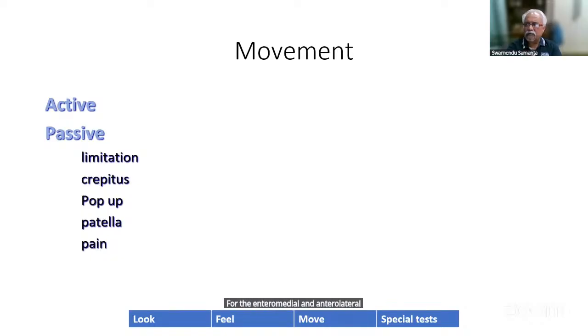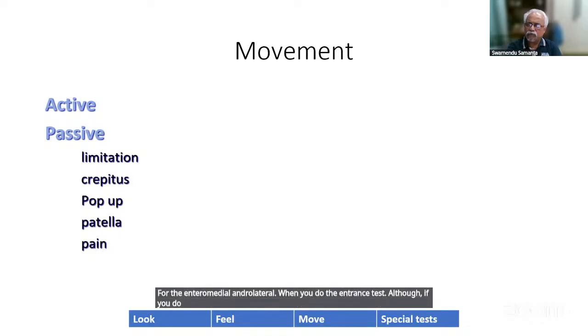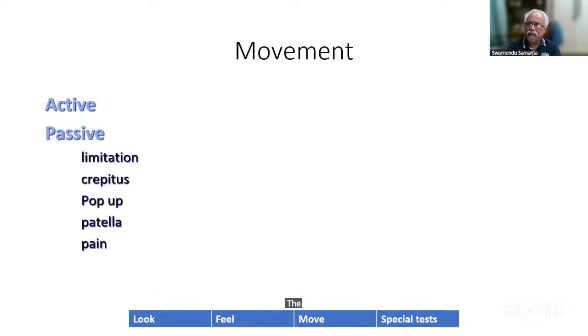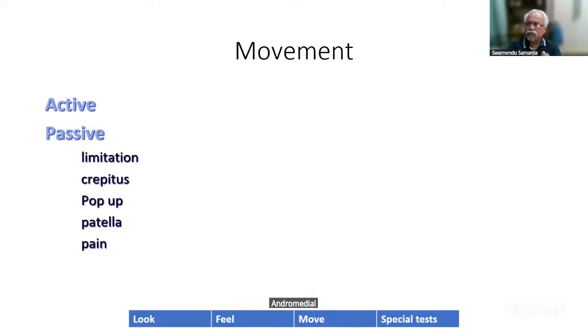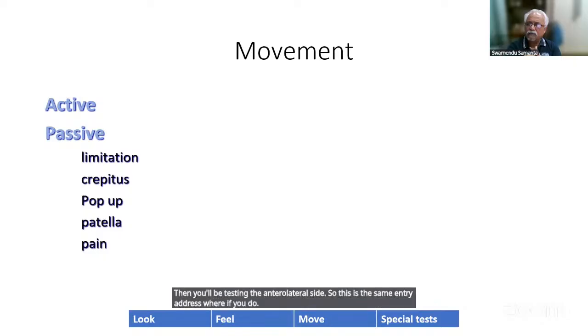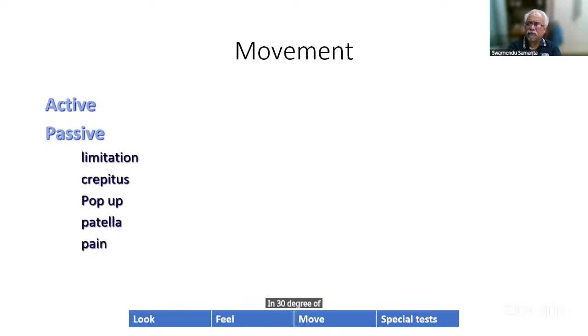When you do the anterior drawer test, if you do it in 30 degrees of external rotation of the foot, then you will be testing the anteromedial side. And if you do the test in 15 degrees of internal rotation, then you will be testing the anterolateral side. So this is the same anterior drawer. If you do it in 30 degrees of external rotation, you will test the anteromedial side, whether the anteromedial tibia is coming in front.